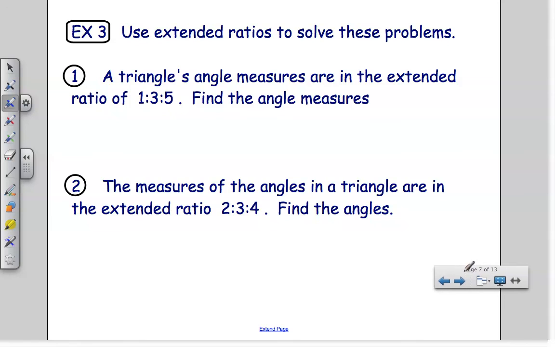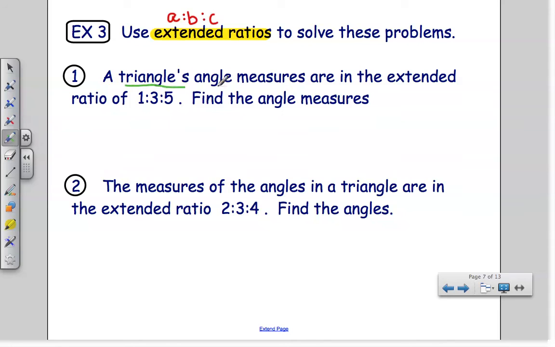And one more example here, and this deals with extended ratios, meaning it's not just A to B, it's like A to B to C, or even further. It's using a ratio, but with more than just 2 numbers being compared, it could be 3 or more. In this case, we're talking about a triangle's angle measures that are in the extended ratio of 1 to 3 to 5.